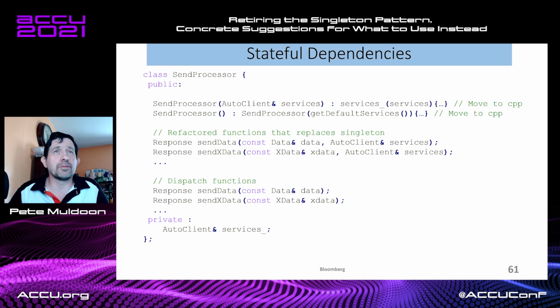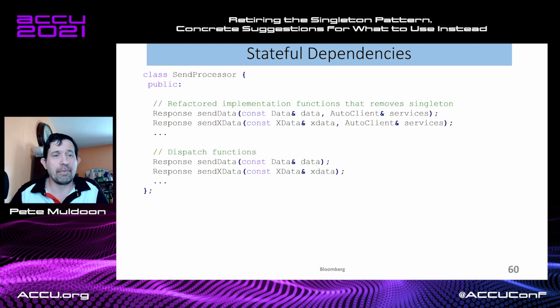But now let's look at my refactored functions, because now I don't need to pass the auto client services in. Right? I now have it as a data member. So I can get rid of the functions. And what look like the dispatch functions will actually be the full implementation, because all I will do in my send data function is, instead of saying get me the services, I will just use the member data, which has been set up in the constructor. So I think pretty neat, all right?